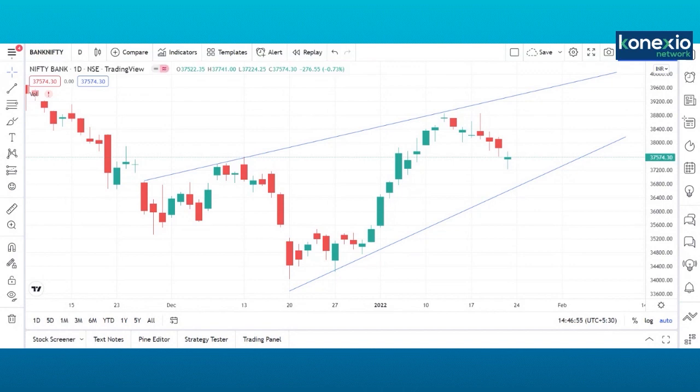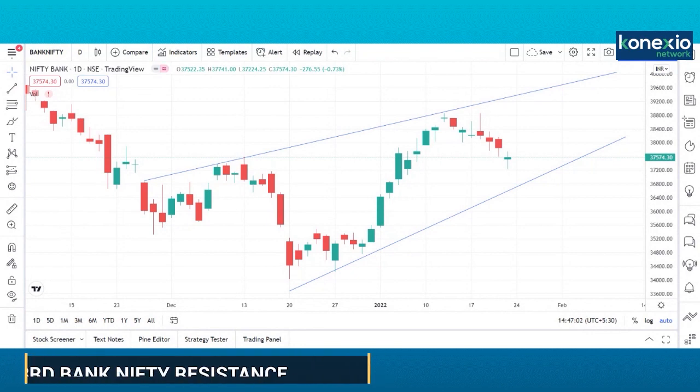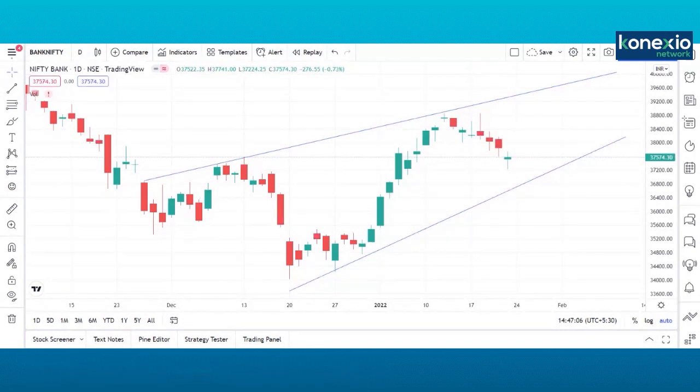Whereas on the upside, the first resistance is placed at 37,741. Second resistance is at 38,038, and the third and the final resistance in the Bank Nifty is placed at 38,469. So these are the important supports and resistance in the Bank Nifty.